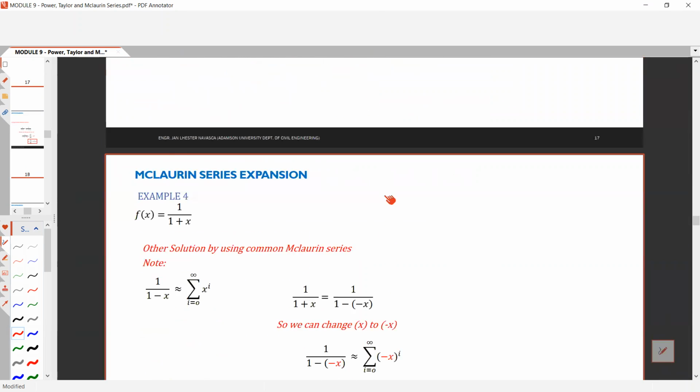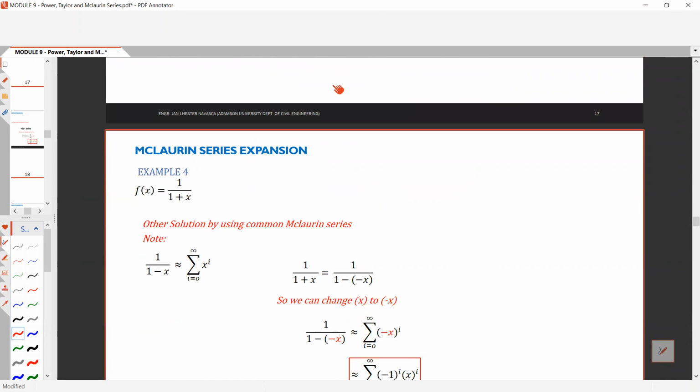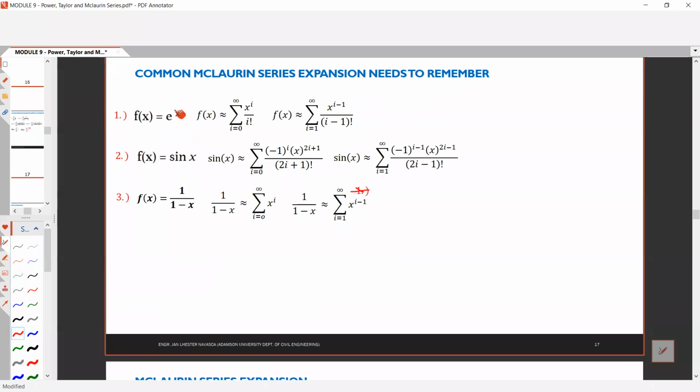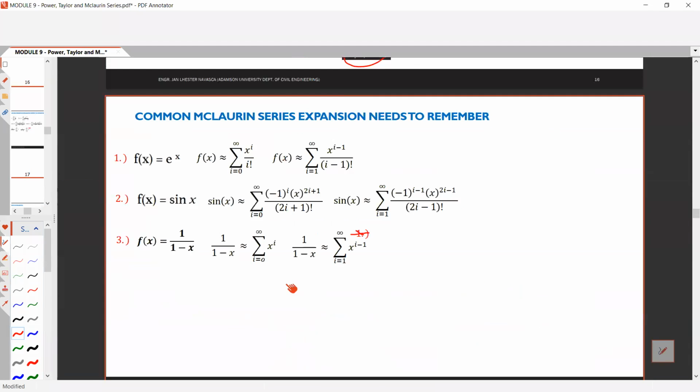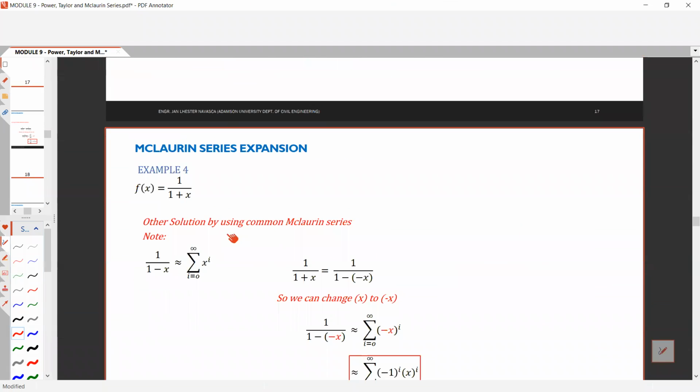Sige. So, for the Maclaurin series expansion of another problem, that is 1 over 1 plus x. In this solution, nagagamit tayo ng common series natin, yung mga formula, yung mga common series expansion na alam na natin. Ito yung gagamitin nating solution dito. Hindi na tayo gagamit nitong mga to. So, for example, number 4, that is 1 over 1 plus x.